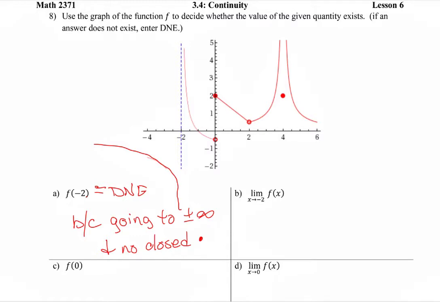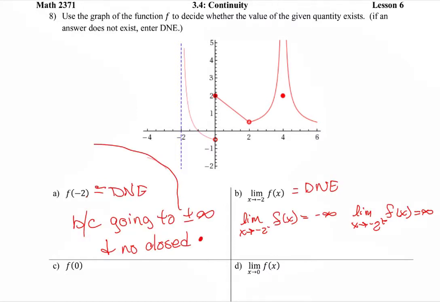Now, if I look at the limit as x goes to -2 from the left of f of x, this goes to negative infinity. If I look at the limit as x goes to -2 from the right of f of x, this goes to positive infinity. So therefore, this limit does not exist. Okay?